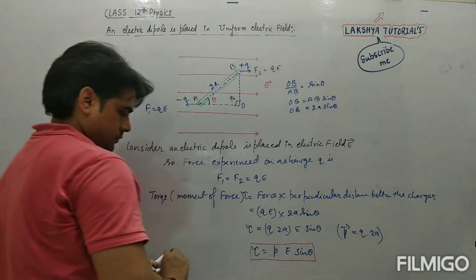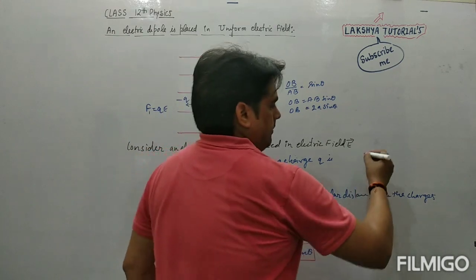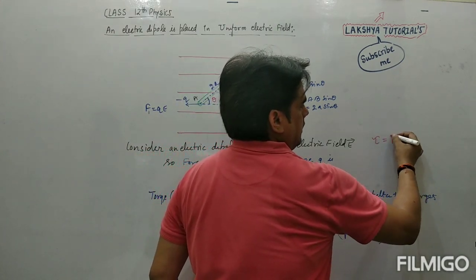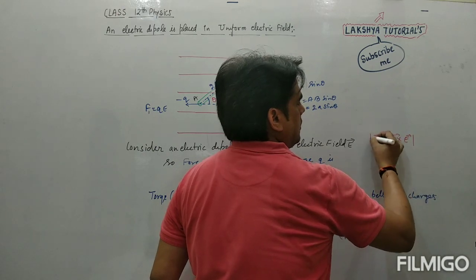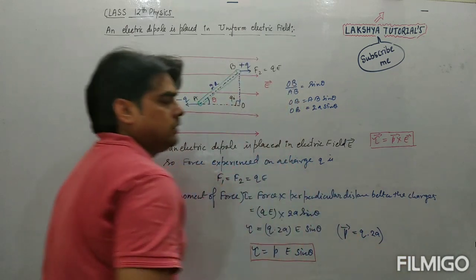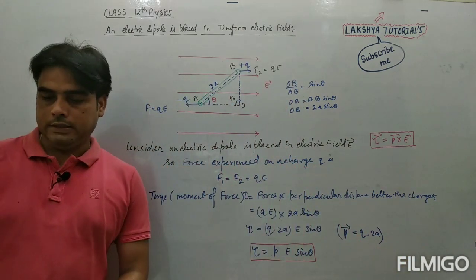When you write this value in vector form, then tau is equal to P cross E. Here tau is also a vector quantity, and P and E both are vector quantities.